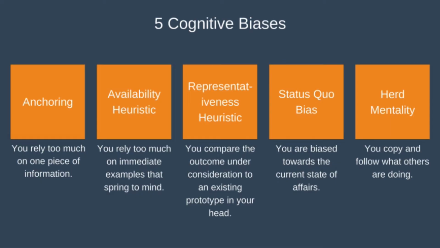So finally, herd mentality. This is a mental shortcut you use whereby you copy and follow what others are doing. So for example, suppose you're walking down an unfamiliar street looking for a restaurant to have dinner. You see a virtually empty restaurant, but decide to keep looking before eventually selecting a busier restaurant. Your selection has been made because you've assumed the restaurant you've chosen is better because there are more people there. This is herd mentality bias in action.